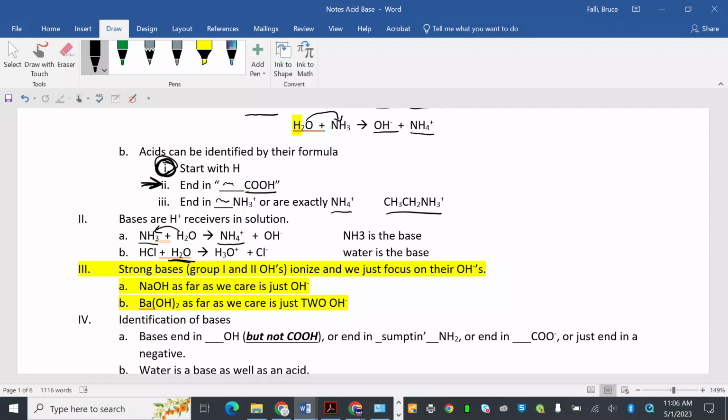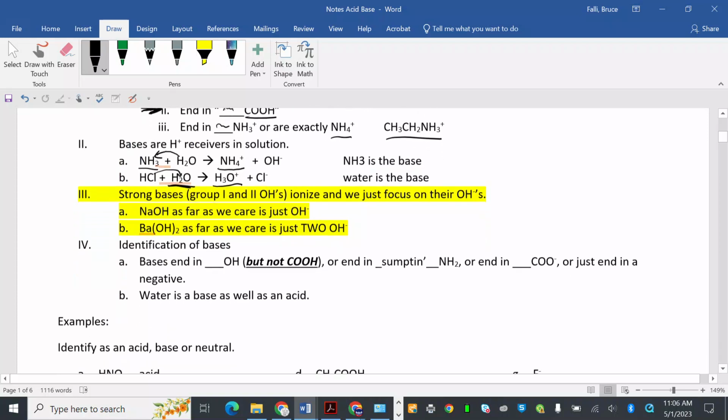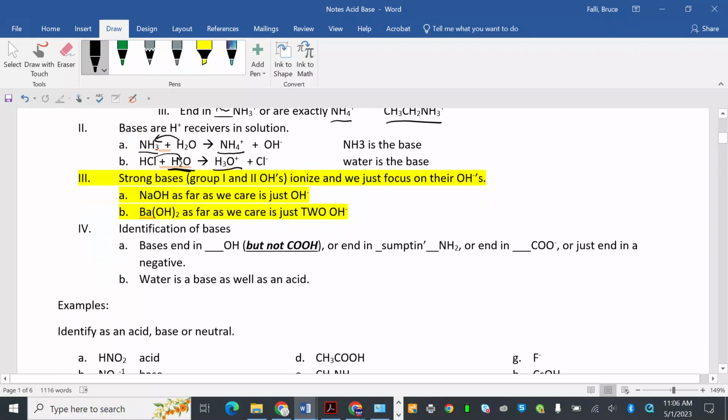Water is my base in this situation. Water is going to receive an H positive from HCl. If it receives an H positive, it becomes H3O positive. Cl negative is left over. So acids are H positive givers, bases are H positive takers.